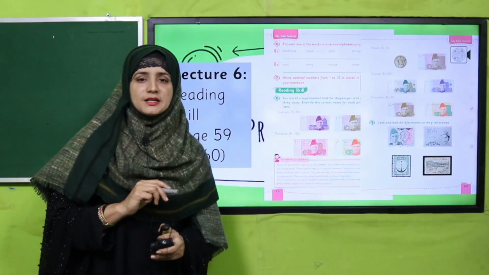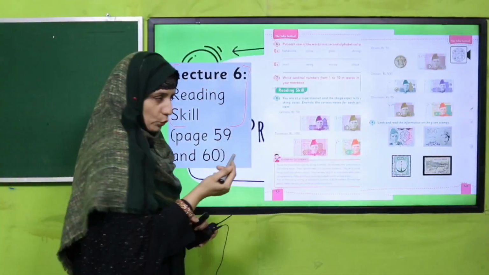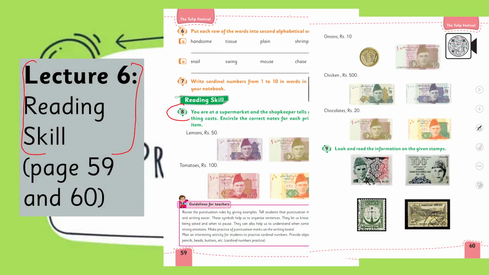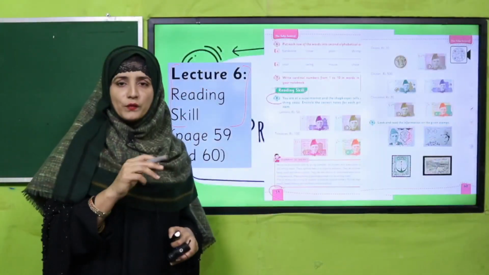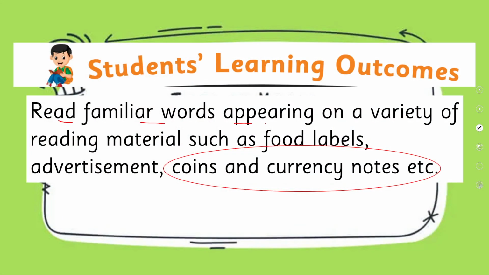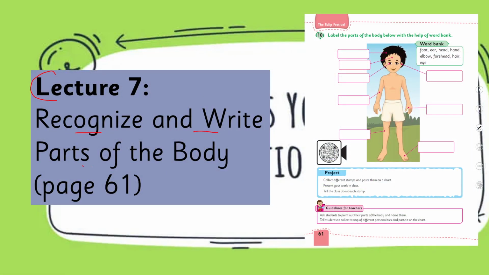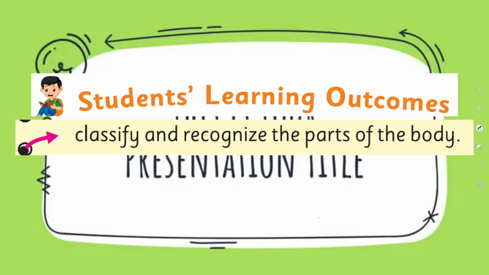So my dear students and my dear teachers, in our lecture number 6, we will learn about reading skills. Which reading skills? On page number 59, question number 8, we will learn about currency and coins, and its SLO will be to read familiar words appearing on a variety of reading materials such as food labels, advertisements, coins, and currency notes, etc.